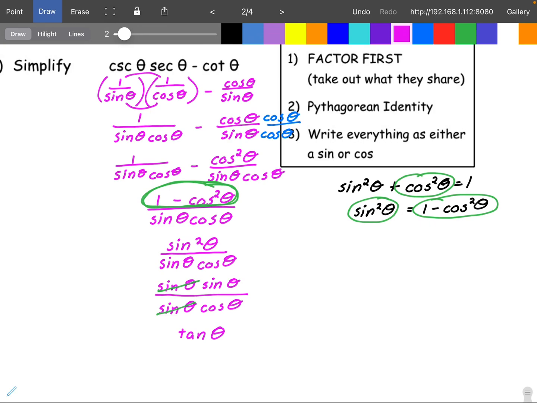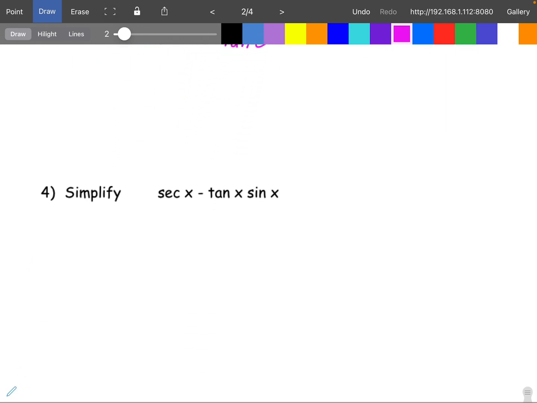Now, like I said, when you first start this, it's going to be tough, and it's going to take you some time to do these, but you've got to practice to get good. All right, so that was that first one. Let's move on to number 4.